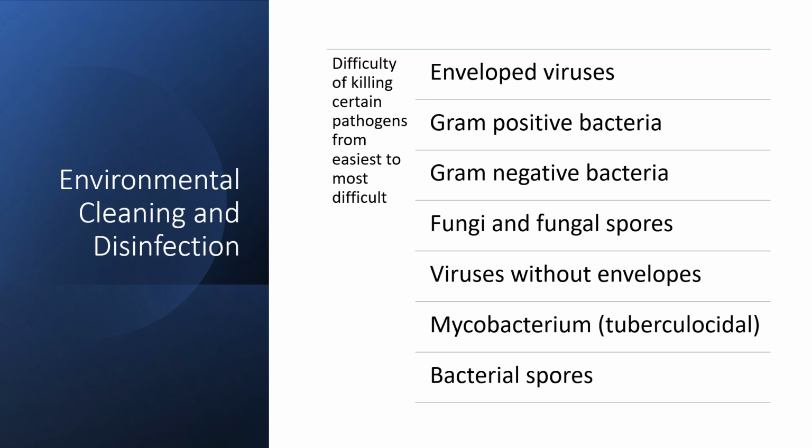Last but not least, on this slide, we have the difficulty of killing pathogens from the easiest to the most difficult. So on this list right here, it starts with enveloped viruses. That is the easiest for us to kill. All the way down at the bottom, you'll see bacterial spores. Well, we know those are the most difficult to kill because that's what we test for in our sterilizers. So we know that if we test for the most difficult to kill, and the sterilization process shows that we have indeed killed those bacterial spores, then everything on this list before that has also been killed.